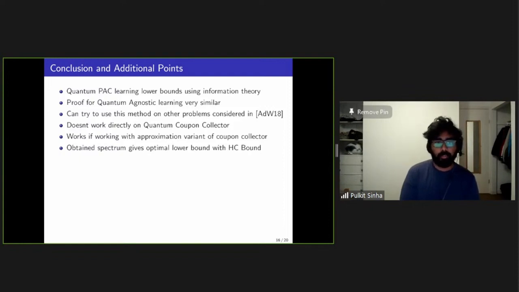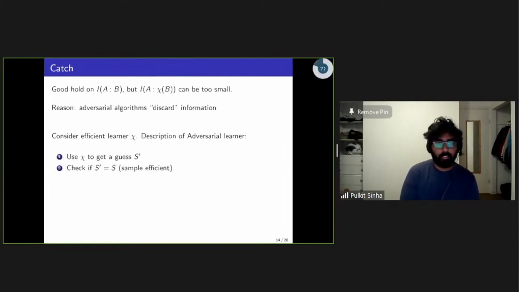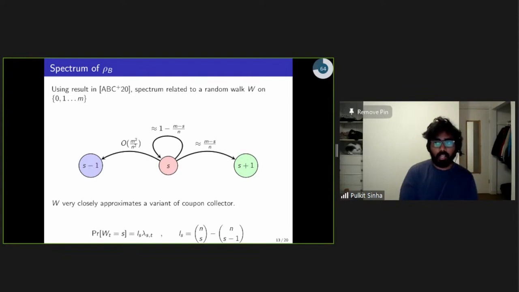I wouldn't say so, because this relation to this random walk actually depends on one of the results. I see. Okay. So you're not completely circumventing their lower bound. Yeah. I see. Okay.